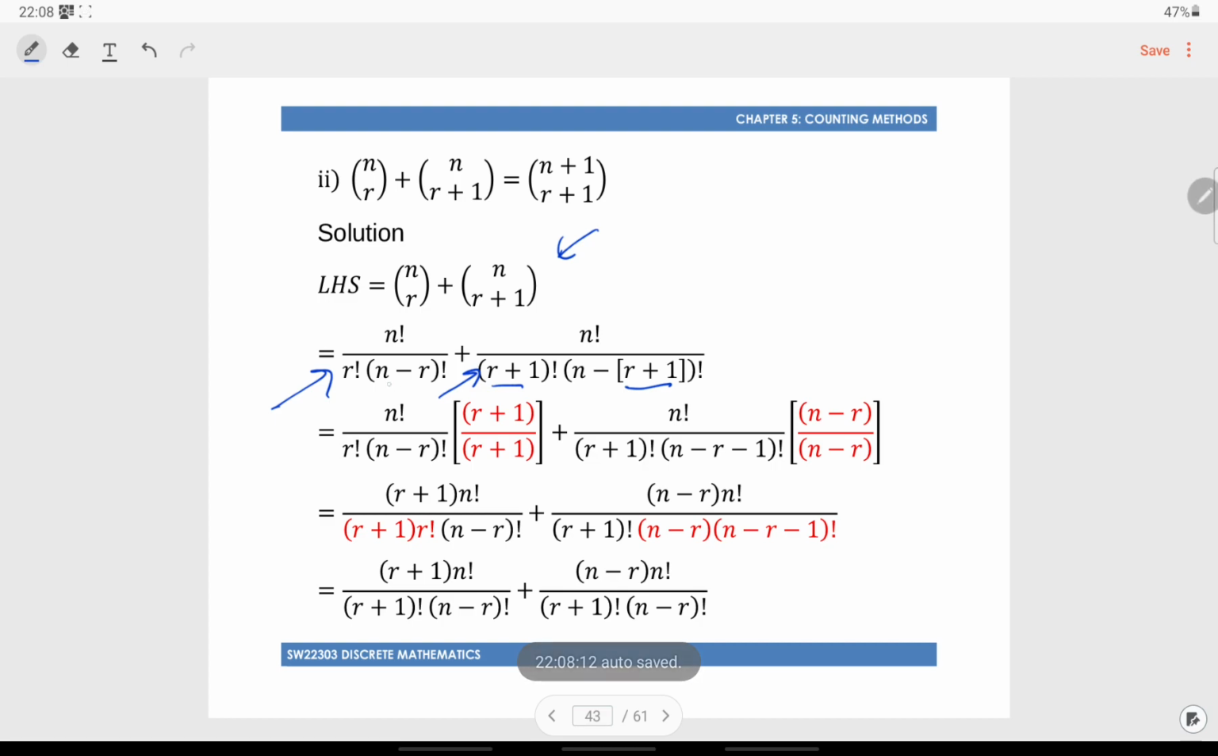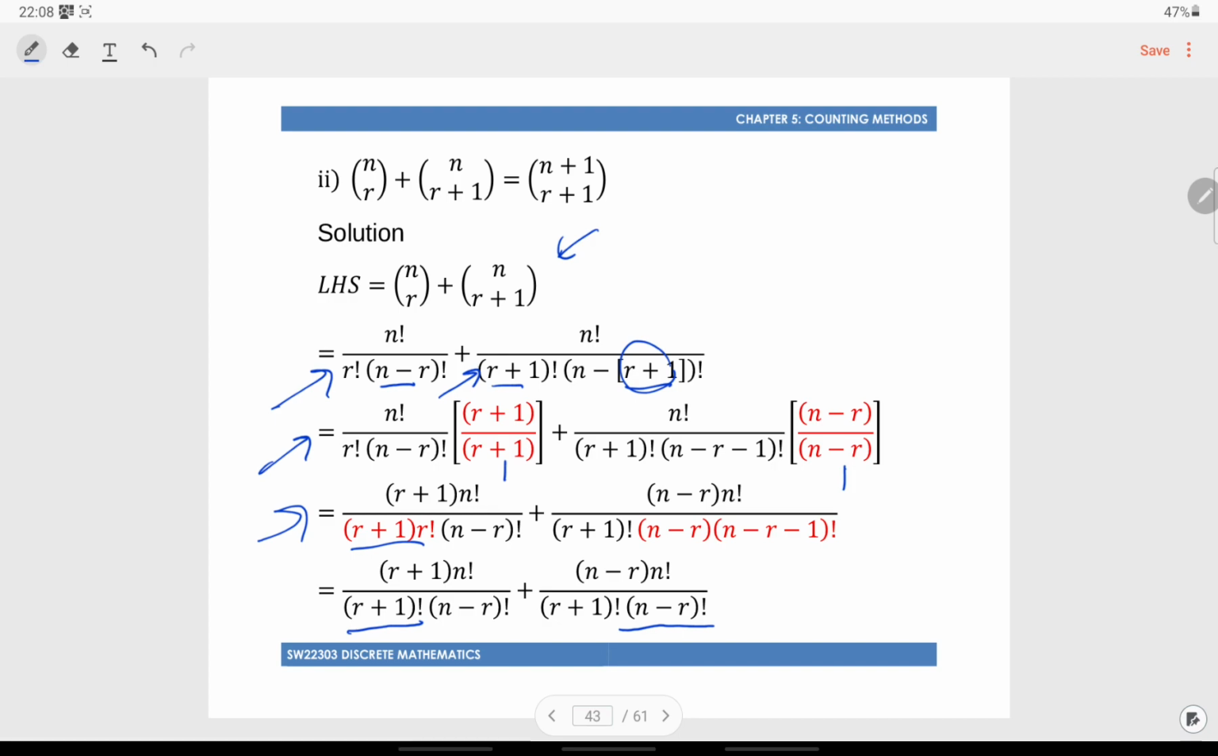So we take common elements here, n minus r and r plus 1. The equation remains true because this one equals 1 and this one also equals 1. So that is why we can maintain the equation there. So we expand the parentheses, the multiplication. So we have the following equation. As you can see, the denominator can be simplified. So r plus 1 times r factorial equals r plus 1 factorial. And also n minus r times n minus r minus 1 factorial is equal to n minus r factorial.